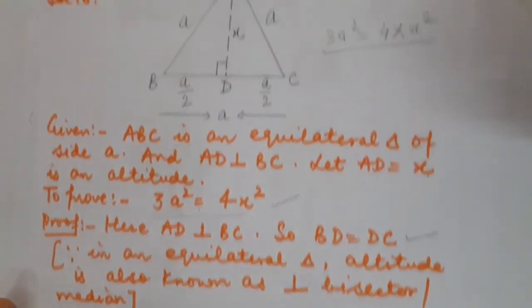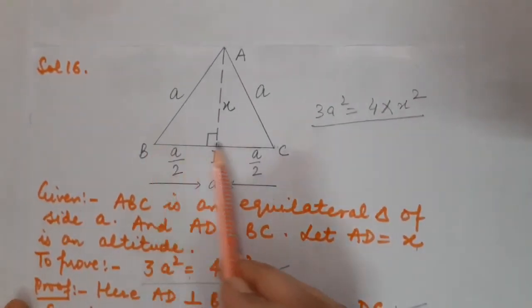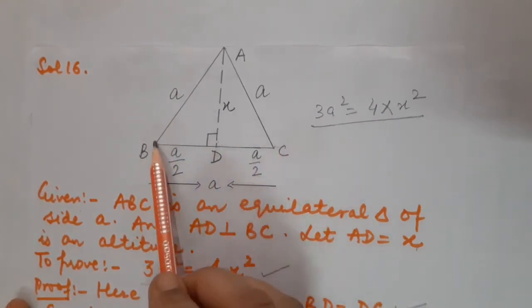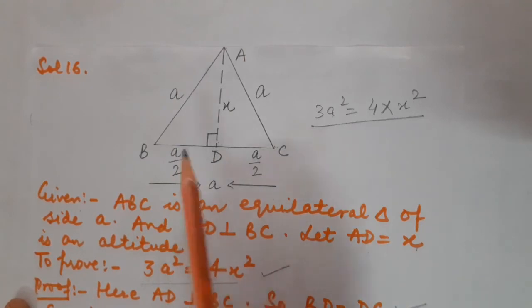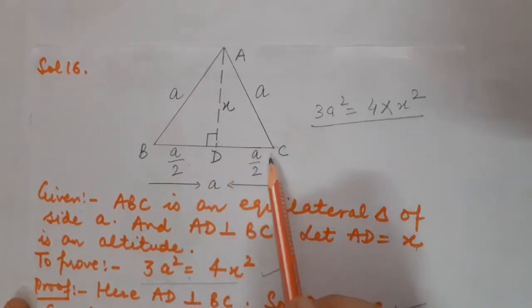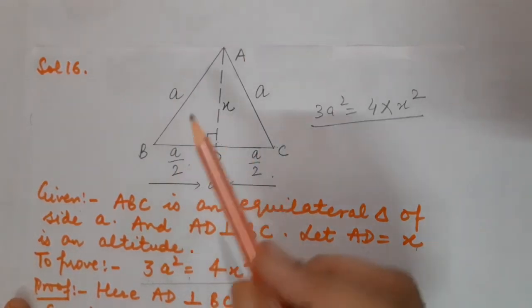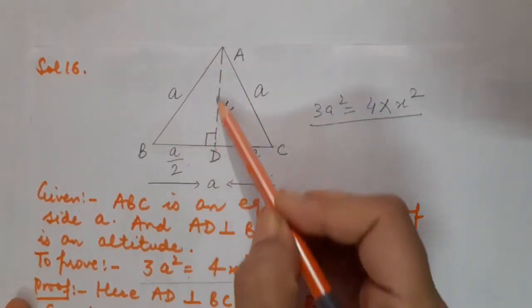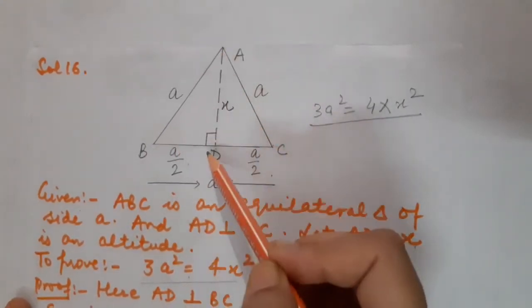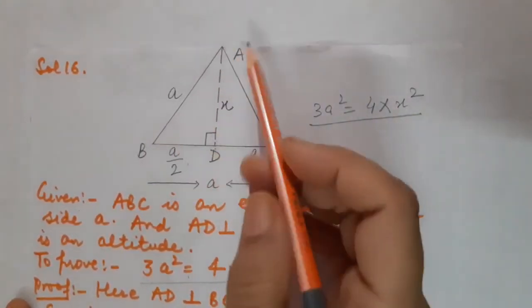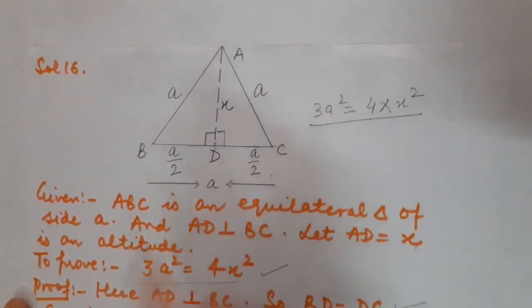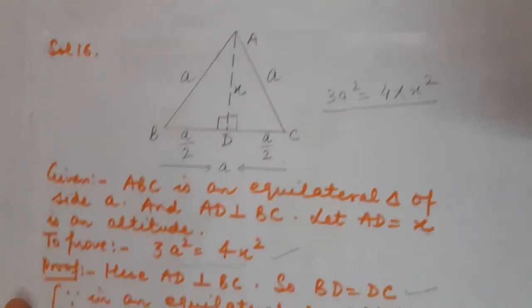So, if the length of the complete side BC is A, and it is divided in two equal parts, definitely BD will become A by 2, and DC will also become A by 2. Correct? And AD is altitude. So, children, what do you observe here? What is ADB? And what is ADC? Correct. They are right angled triangles. So, it means now we have complete right to apply Pythagoras theorem.